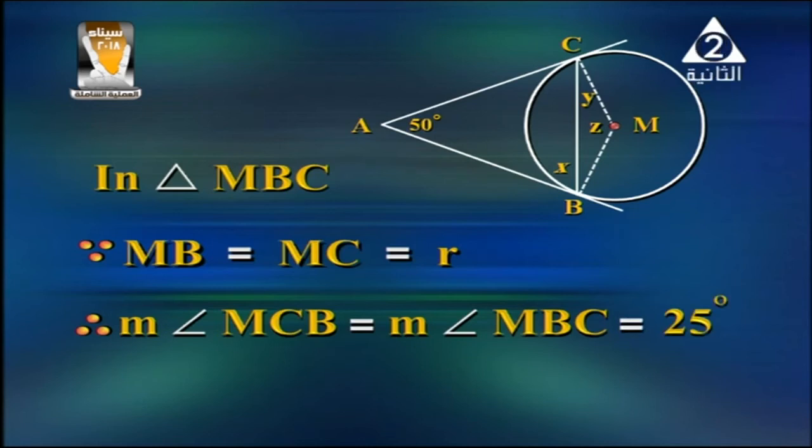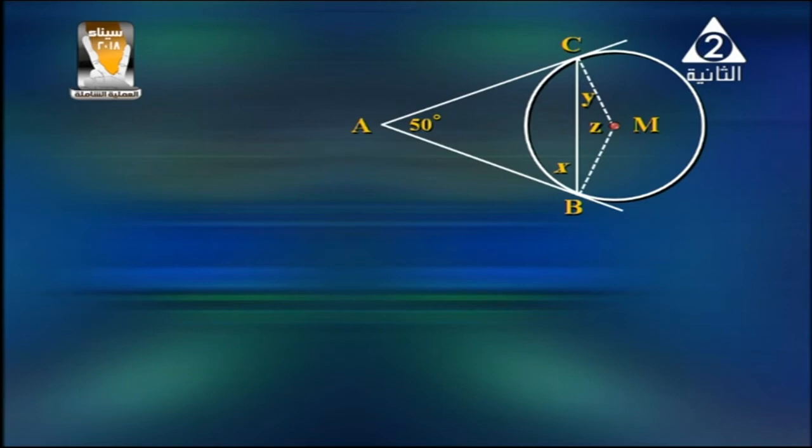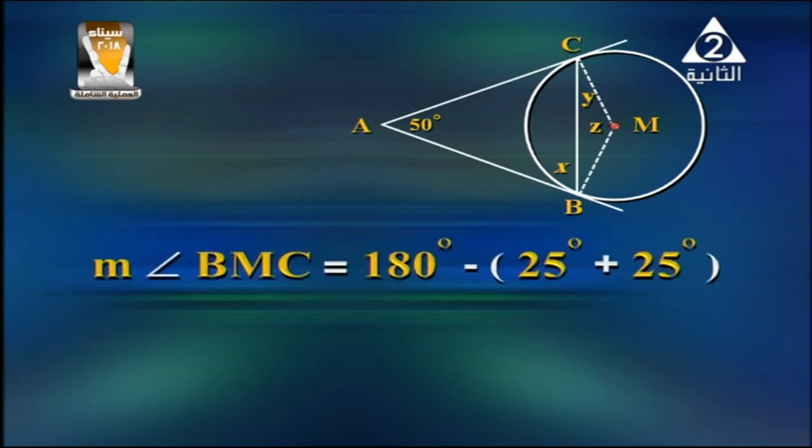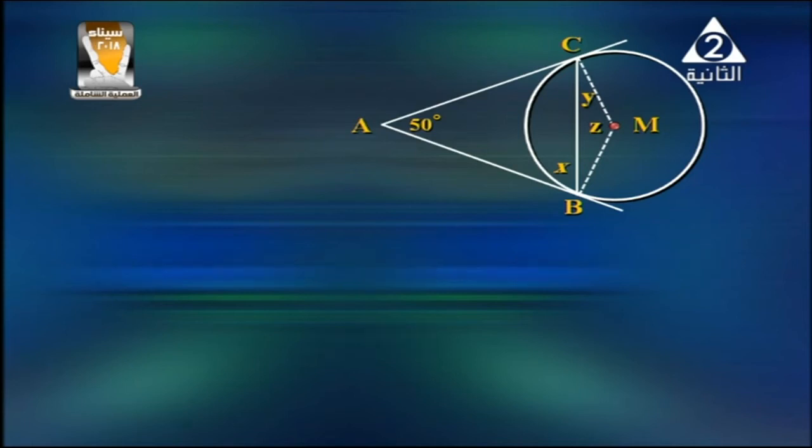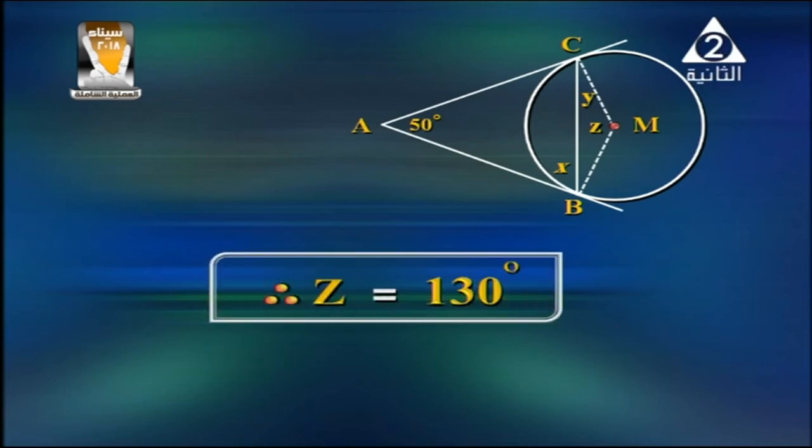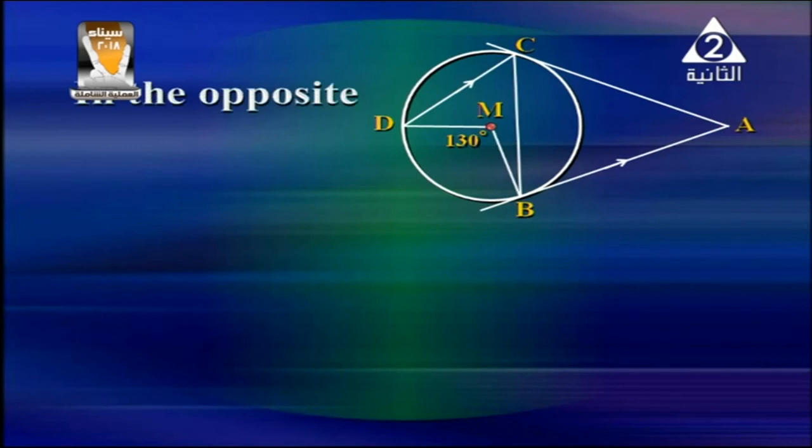Can you find the measure of angle CMB? Yes, it's a triangle. So the sum of measures of interior angles of this triangle equals 180 degrees. Then measure angle BMC equals 180 degrees minus 25 plus 25 to obtain a result as 130 degrees. So we can say that the value of Z will be 130 degrees.